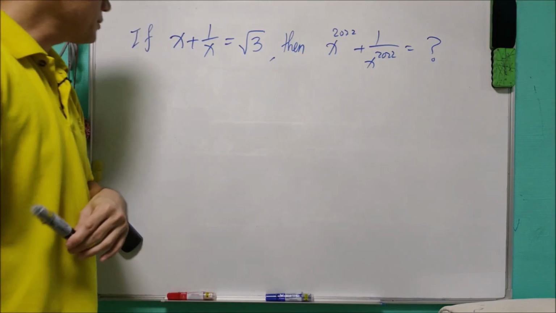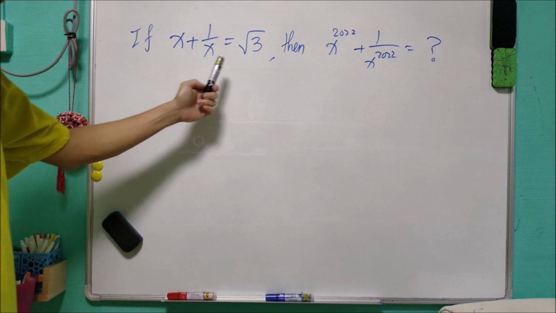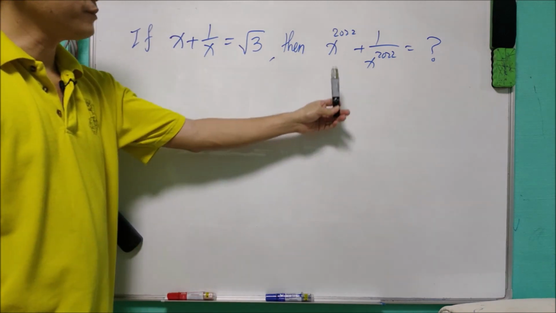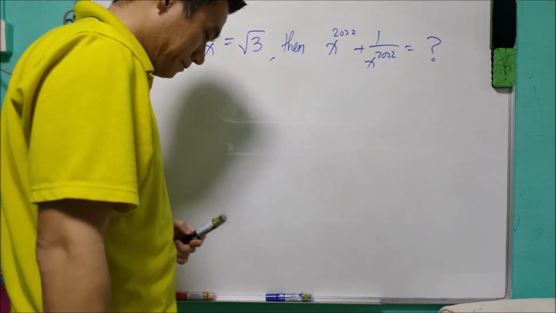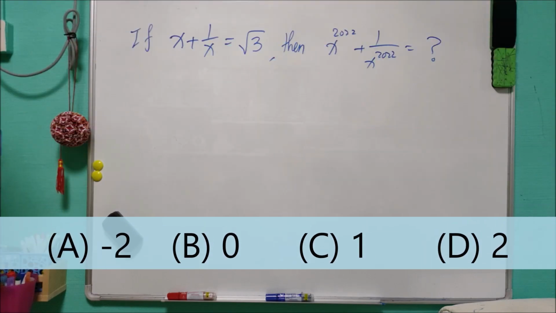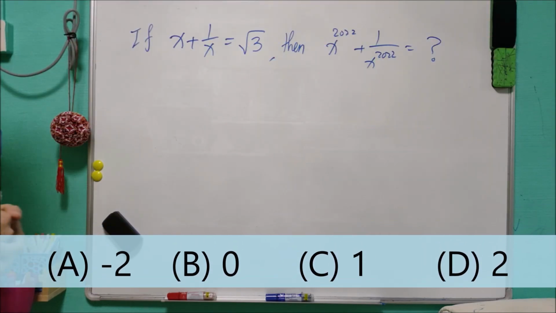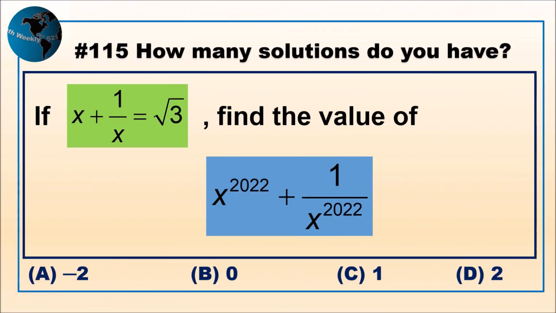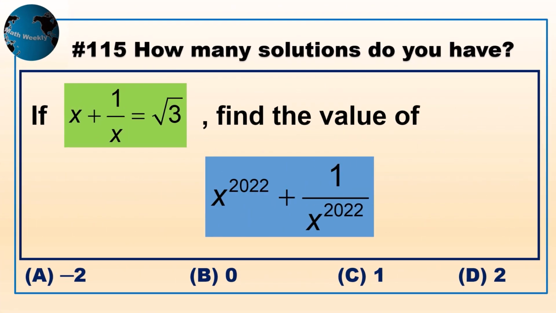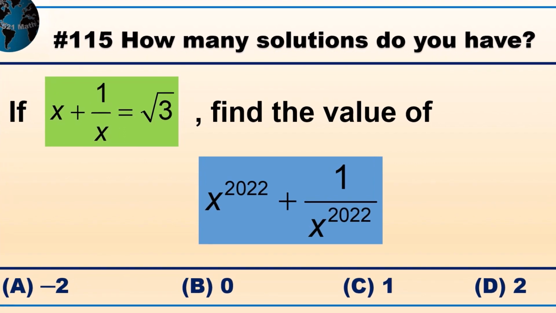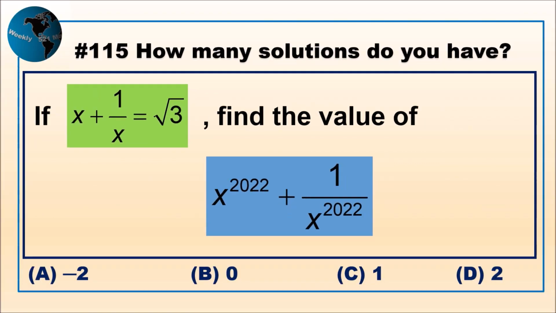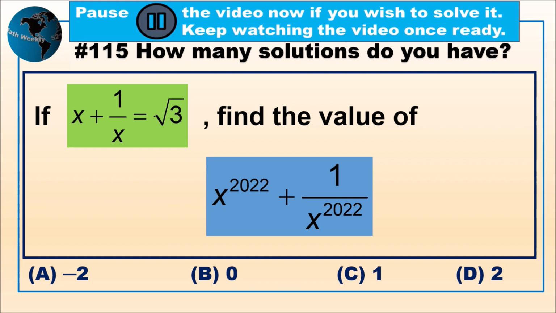So this is today's problem. If x plus 1 over x equals square root of 3, then what's the value of this expression? So here are the options. What do you think? Pause the video now if you wish to solve it. Keep watching the video once ready.